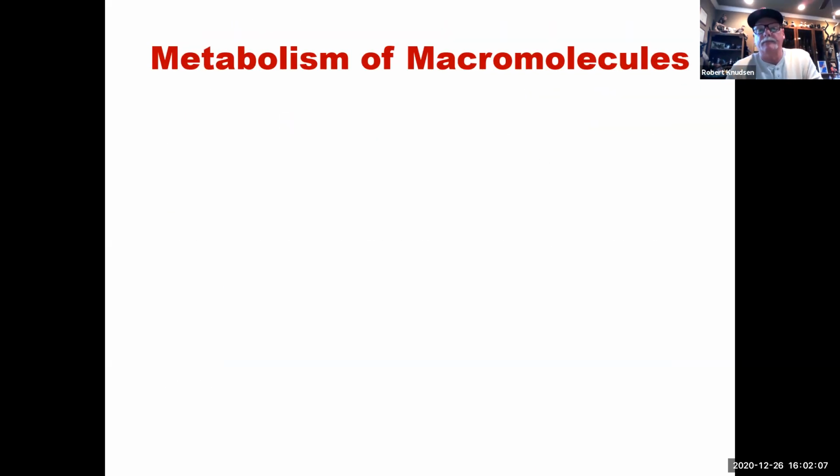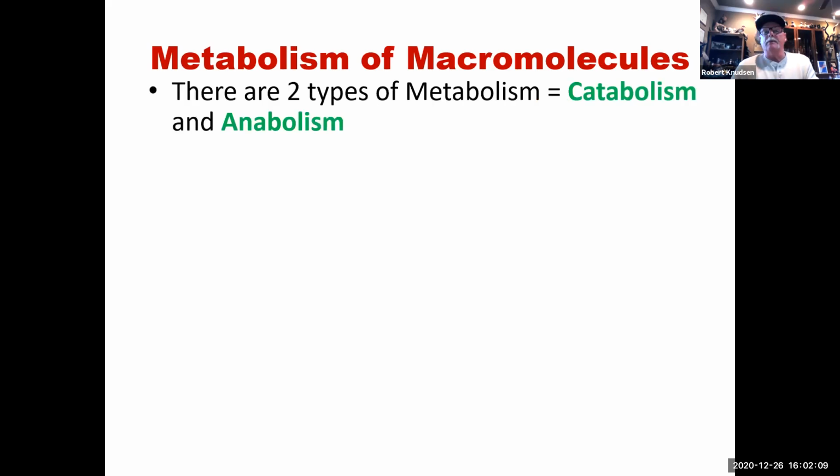That's straight biochem. Okay, metabolism. Remember we were talking about metabolism? I said, if I had you define metabolism, what would you say? You would have said, oh, that's when you break stuff down. You are almost absolutely right. There are 2 types of metabolism: breaking it down, which is called catabolism, and building it up, which is called anabolism.